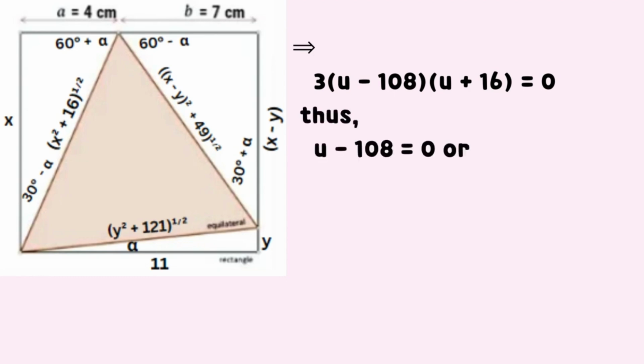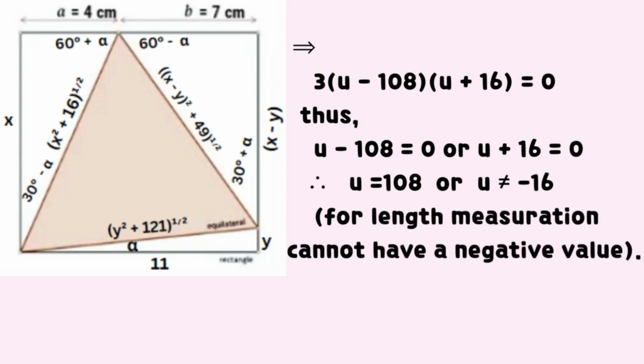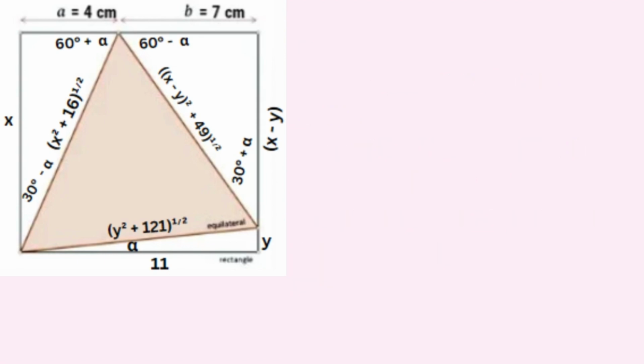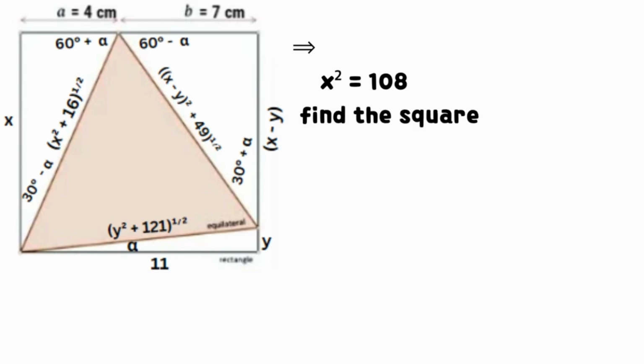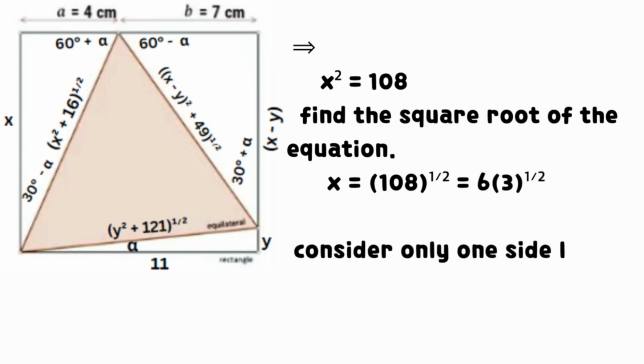This implies that after factorization, the product of the factors equals 0. Thus either u minus 108 equals 0 or u plus 16 equals 0. Therefore, u equals 108 or u equals negative 16. It is because the length measurement cannot have a negative value. Recall that u equals the square of x. It implies that the square of x equals 108.